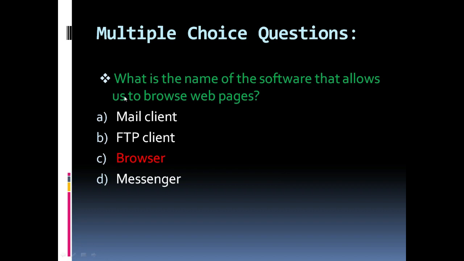What is the name of the software that allows us to browse web pages? Option A mail client, option B FTP client, option C browser, option D messenger. Answer is browser. Next MCQ.